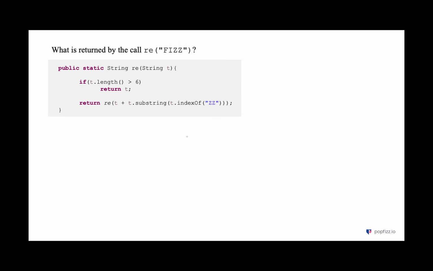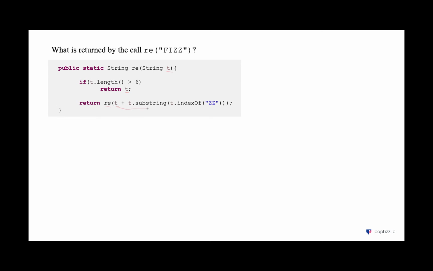Just 2 more to go. Hang in there. The question is, what is returned by the call re("fizz")? So this question requires you to know how to work with string methods. This method, re, will take in string t, and the base case will take the length of string t. If that length is greater than 6, then return that string t. Else, make a method call to re again by passing in string t, concatenated with t.substring, passing in t.indexOf("zz"). So before jumping into code tracing, let's figure out what this means.